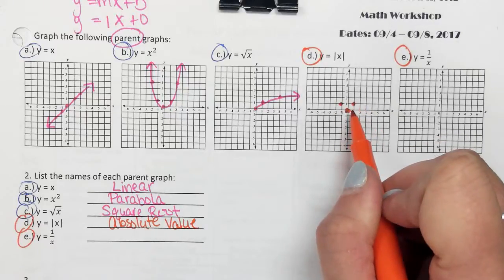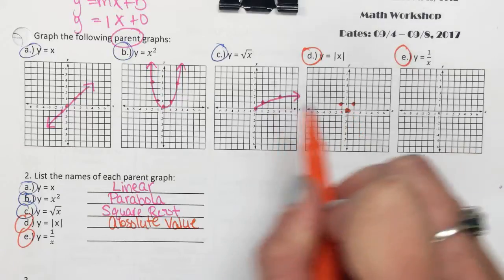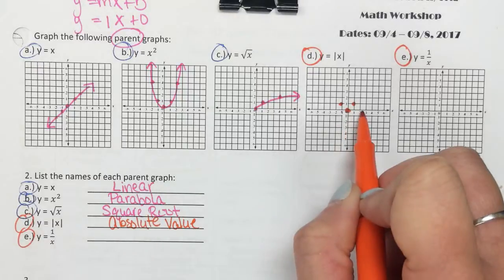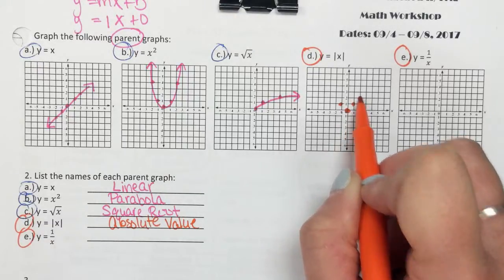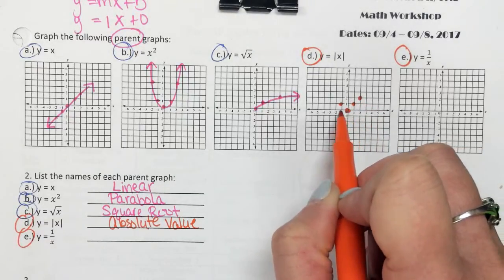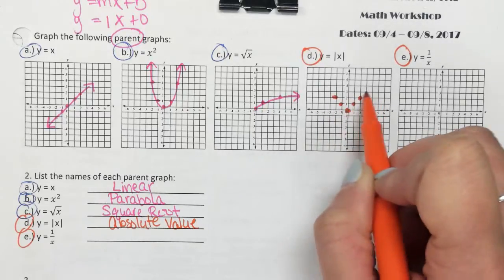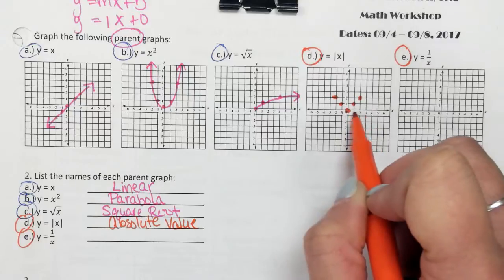All right, what's the next number after 1? 2. This is where it gets different. On the parabola, we went over 2, and 2 squared was 4. We're going to go over 2. Absolute value of 2 is 2. If I go to -2, what's the absolute value of -2? 2. See the V shape that's starting to form right there? Yeah, the whole V.